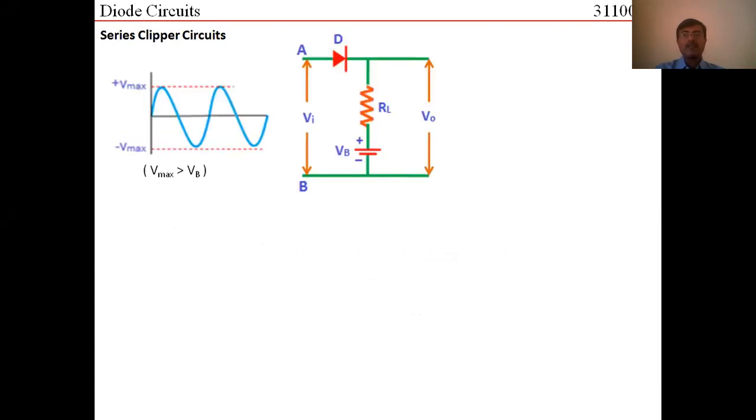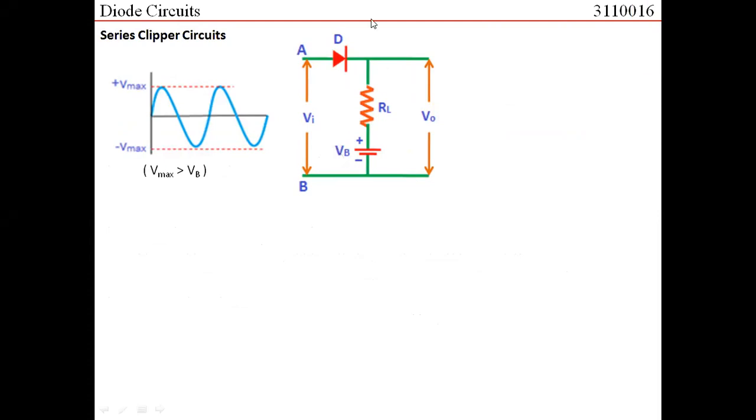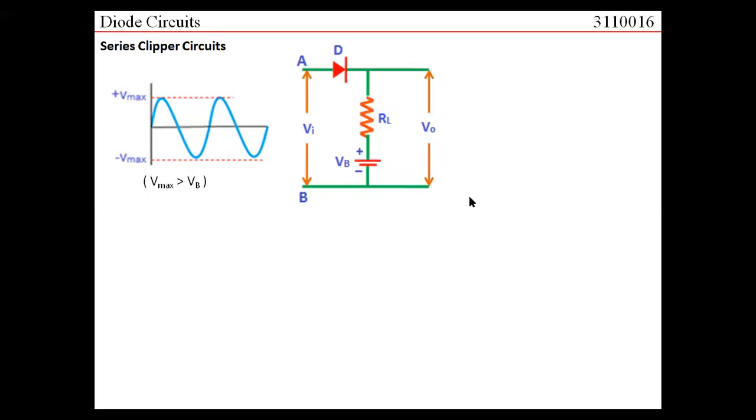Again, a next example of a series clipper where I am introducing an additional element of a DC power supply. So I'm going to the next level of complexity. I have a diode, I have a resistor, and I have a voltage source. Whatever be the complexity of the circuit, our approach for solving this would remain the same. It means that we would again follow the 3-step process.